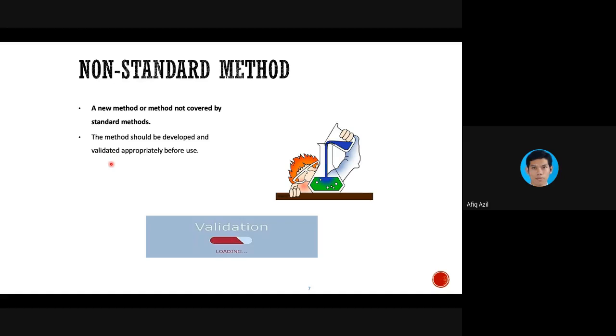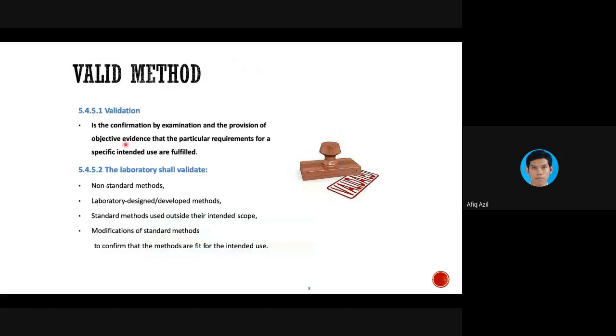And for method validation, there are several parameters that have to be fulfilled. This one will be covered in the next chapter by Ms. Yasmin. Okay. So validation, like I said just now, is a confirmation by examination and the provision of objective evidence that the particular requirements for a specific intended use are fulfilled. This is sort of like a proper definition.